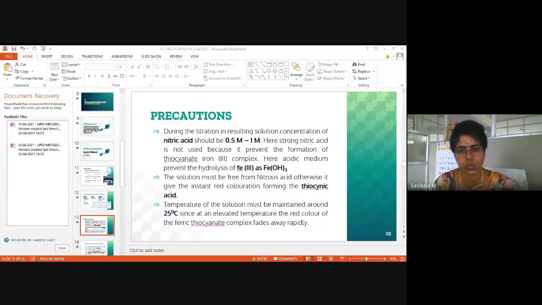Hope you have understood. So it comprises 3 steps. The first step is what? Actual titration between chloride and silver ion.